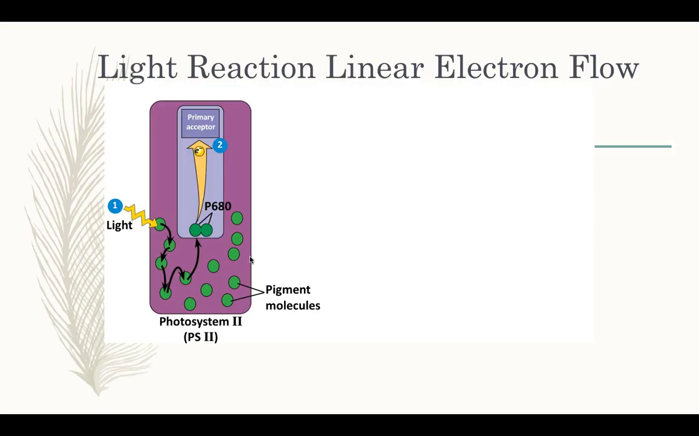So let's take a look at the linear electron flow. Now there's 8 steps to this linear electron flow. And the linear electron flow starts with Photosystem II. Now, these photosystems were named for when they were discovered, not for how they react. So Photosystem II reacts before Photosystem I in the linear electron flow. So Photosystem II, remember, it's going to absorb that 680 nanometer light wavelength, right?